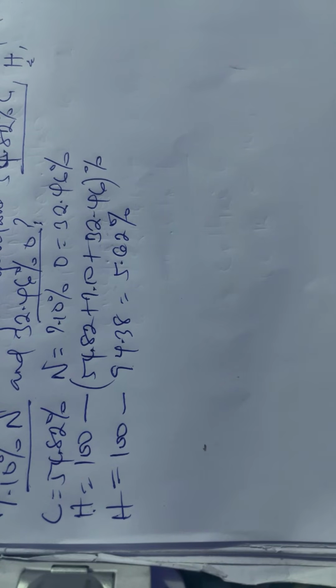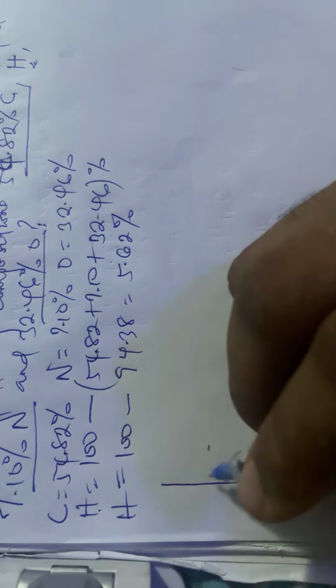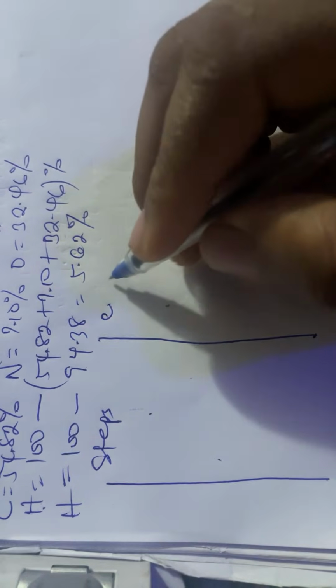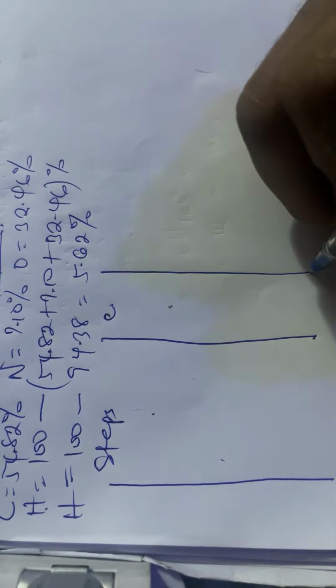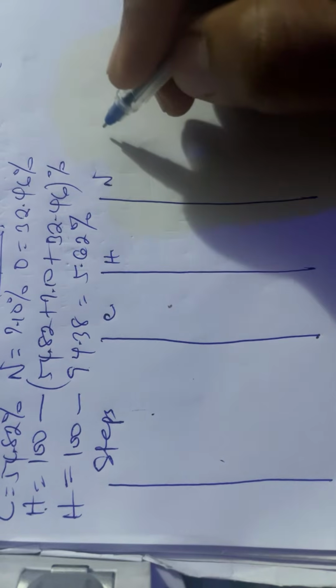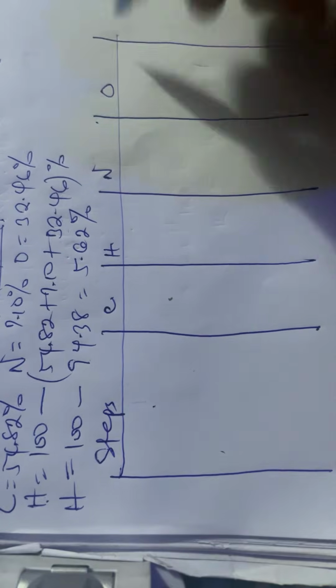So now the next thing we have to do is create a table like this. Here, you write the different steps of your calculation. You can write the steps at the top, then write the different elements: we have carbon, hydrogen, nitrogen, and oxygen. Just do it like this, and draw a line like this.